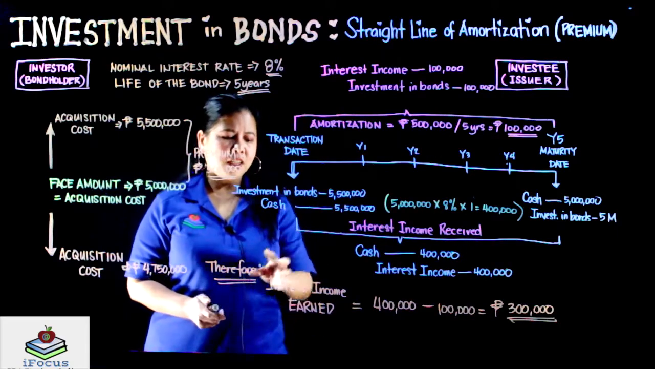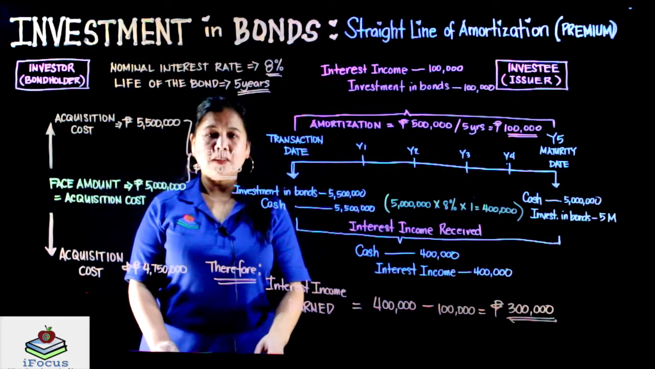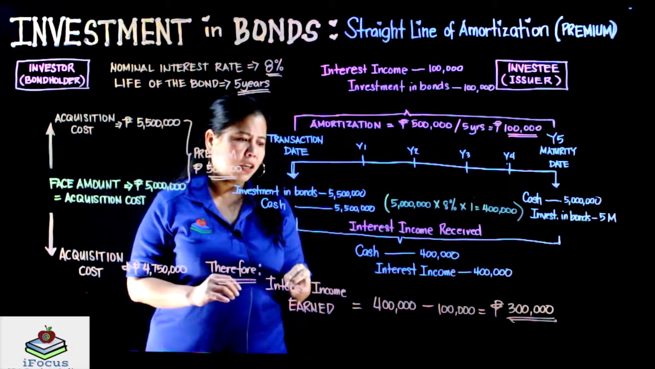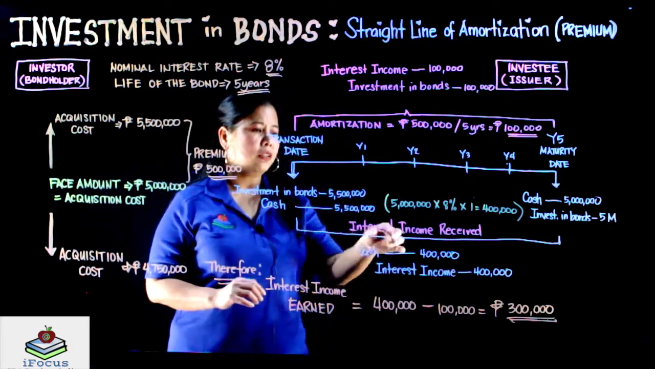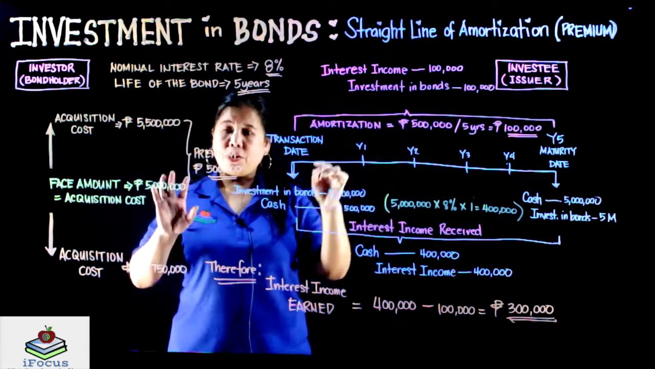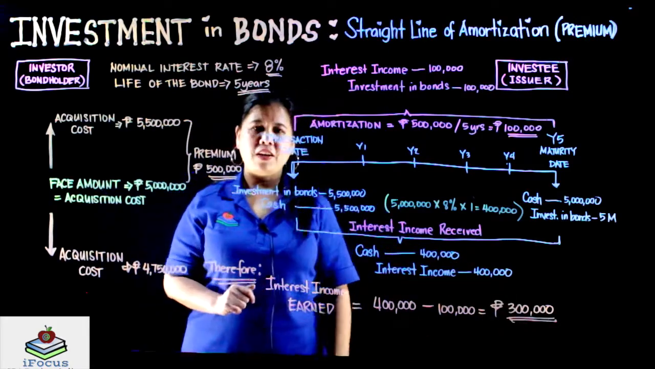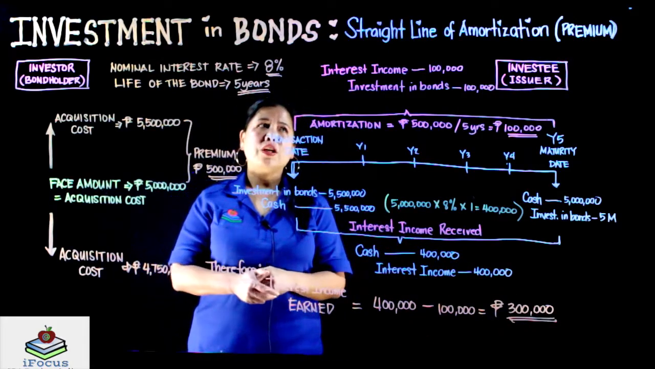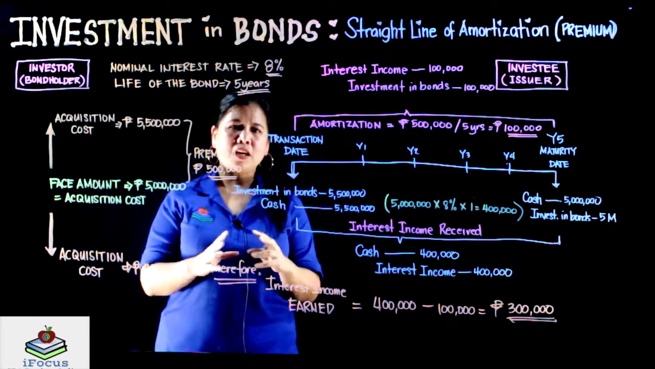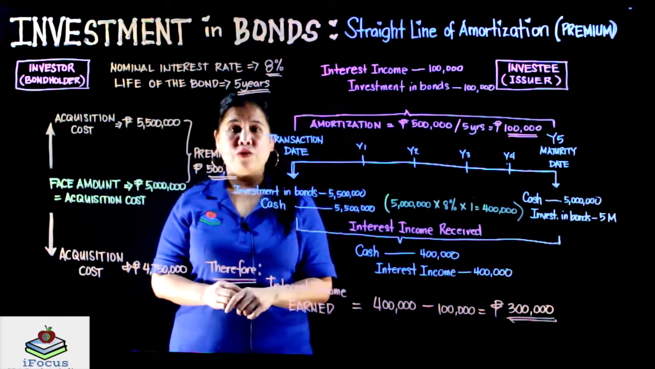Therefore, the interest income earned by the investor, the interest income he actually earned from this transaction, is 400,000 from the interest income received minus the amortization of the premium. So what he actually earned is 300,000. Alright? So this is our straight line method of amortization of premium. This is how we analyze and solve our amortization of the premium.